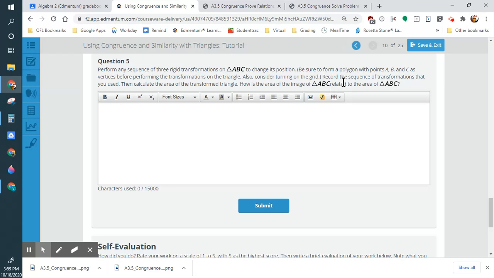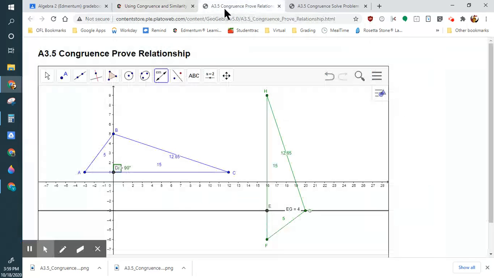Perform the sequence of rigid transformations on the polygon ABC, with the vertices before performing the transformation. Also consider the grid, record the sequence of transformations, and calculate the area. Blah, blah, blah. I'm going to actually calculate the area in a different way. So they want rigid transformations. We're not going to use any dilation.